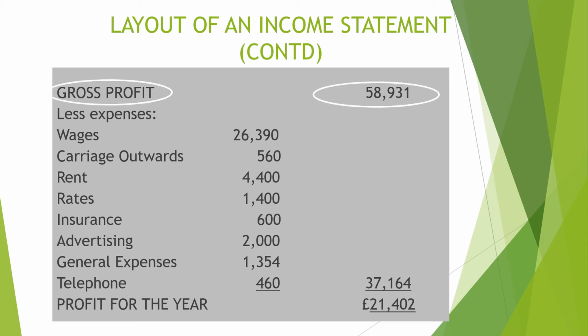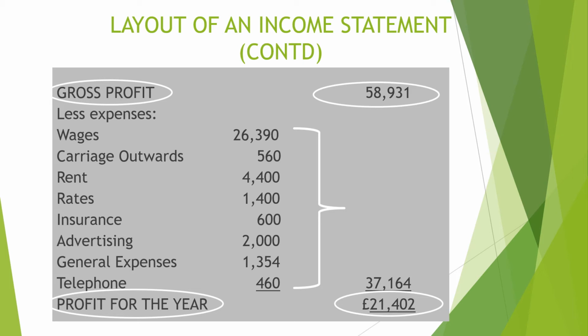That gross profit of 58,931 is getting carried forward. We wouldn't normally put that in again, it's already there. And then we have to list all the expenses that we have incurred. Wages, rent, rates, insurance, all these things. Carriage outwards is really just the cost of us delivering to customers, the amount of delivery we have to pay to customers. So what we do is we add all of those expenses together, giving us a figure of 37,164.